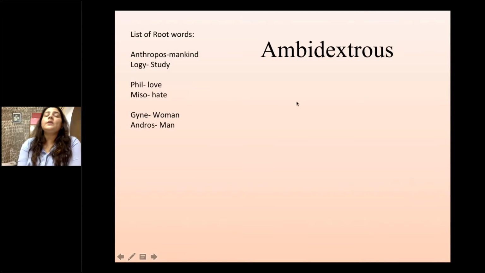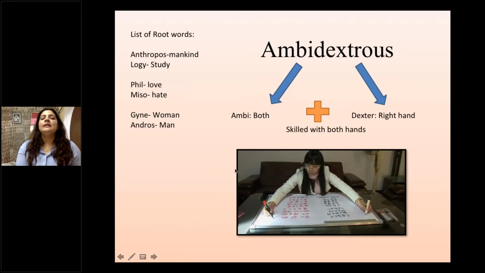Okay. So ambi is a root word which means both. And dexterous. I know what is a dexter. Dexter is which hand? Right hand. Right. So ambi means both right hands. So both right hands means I can use both of my hands as right hands. So not someone who can write with both hands, but someone who can do all the tasks with both hands. Understood? Someone who can do the task with both the hands. So that is ambidextrous. Skilled with both hands.